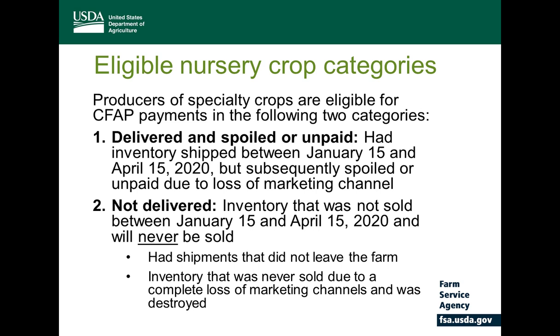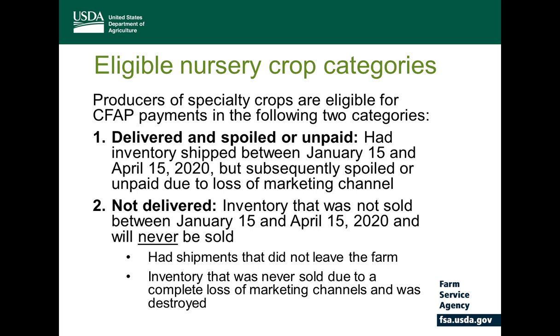So when we're looking at the eligible nursery crop categories, and now when I say nursery crop, that also applies to floriculture, these are the two categories of how this commodity can qualify for payments. The first category is that it was delivered and it went spoiled or unpaid. That means that there was inventory that was shipped sometime between January 15th and April 15th of 2020, but subsequently spoiled or went unpaid due to loss of marketing. So it got somewhere in transit and didn't get accepted, and it was lost at that point in time.